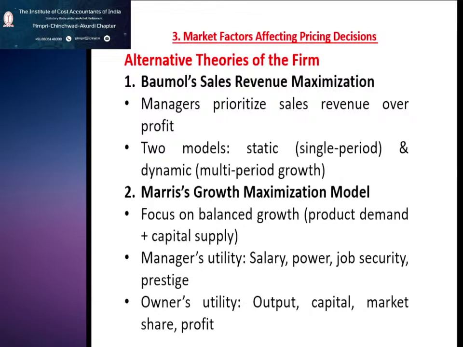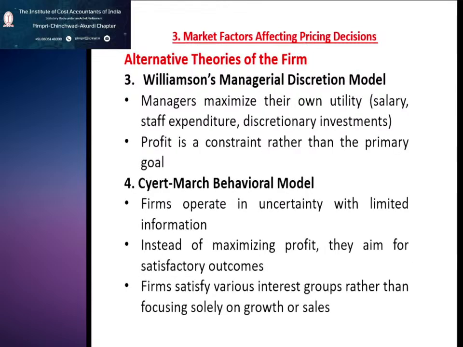Another key feature of this model was the manager's utility, which includes salary, power, job security and prestige. The second is the owner's utility, which includes output, capital, market share and profit. So this is what Marris's growth maximization model was. The third alternative theory was Williamson's managerial discretion model. In this, managers maximize their own utility, which includes salary, staff expenditure and discretionary investments, and profit is a constraint rather than the primary goal.